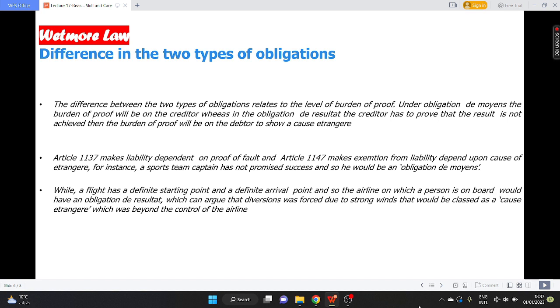For instance, a sports team captain has not promised success and so he would have an obligation de moyens, while a flight has a definite starting point and a definite arrival point, and so the airline on which a person is on board would have an obligation de résultat. The airline can argue that a diversion was forced due to strong winds, which would be classed as a cause étrangère which was beyond the control of the airline.